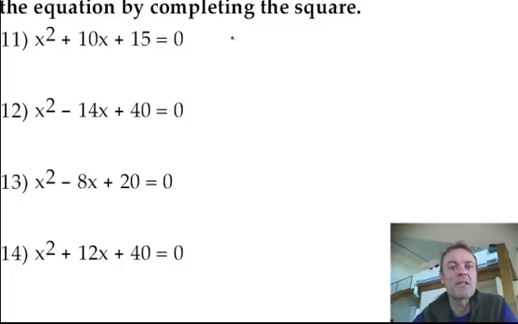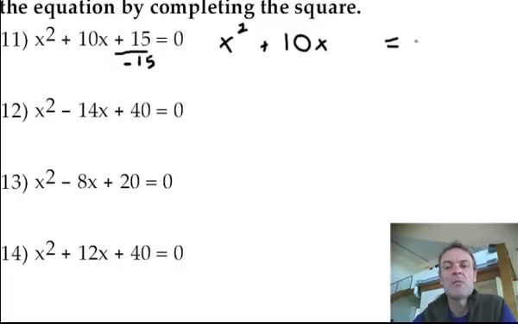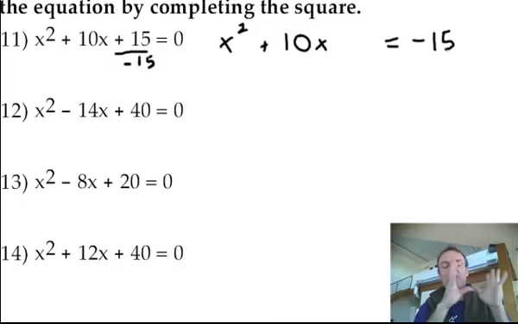Completing the square, right. X squared plus 10x. Now, what I do, there's different ways of doing it. The book might do something different. I put the 15 on the other side of the equal sign. So in other words, if I take away 15 from both sides, I'll end up with negative 15. So there's just the setup. I've just moved the number onto the other side.